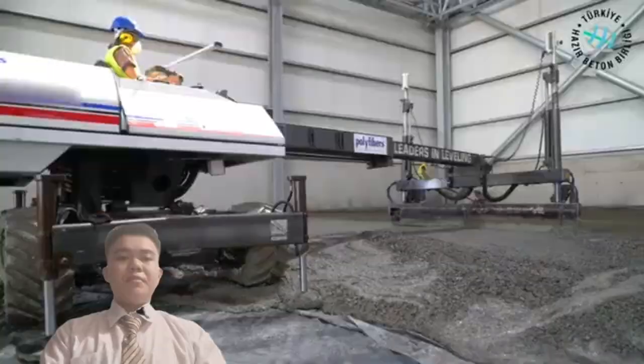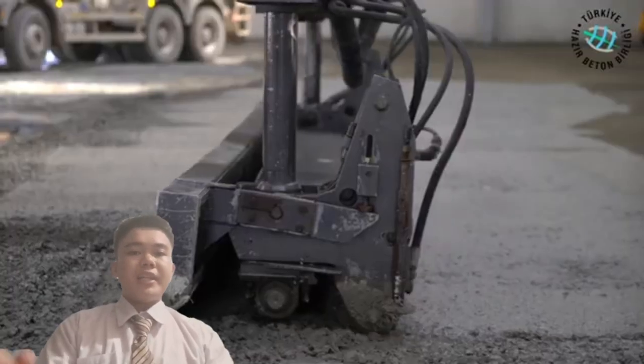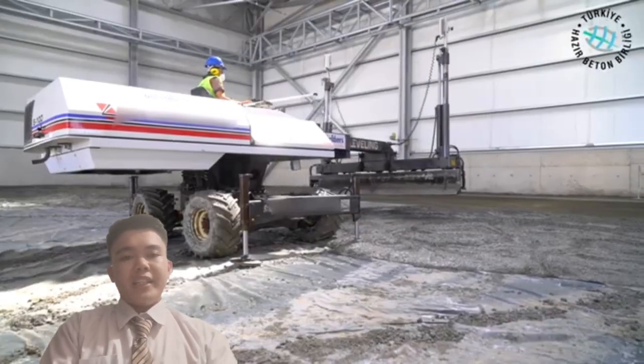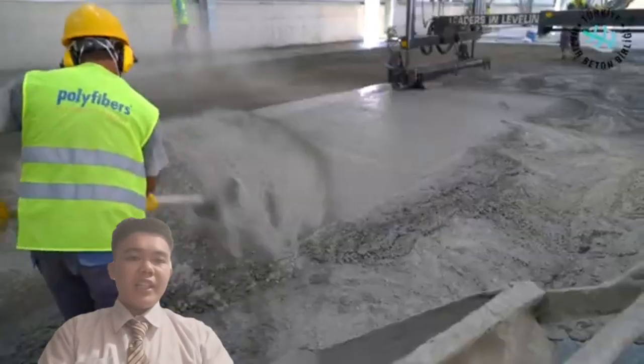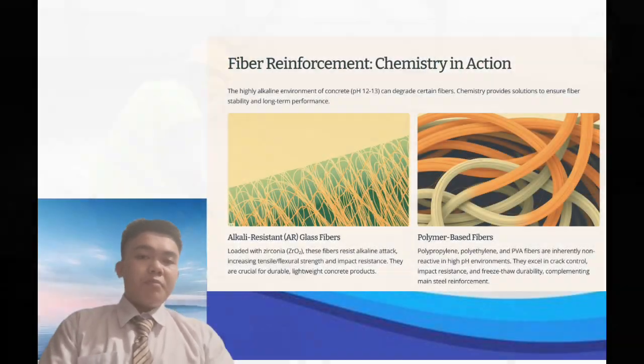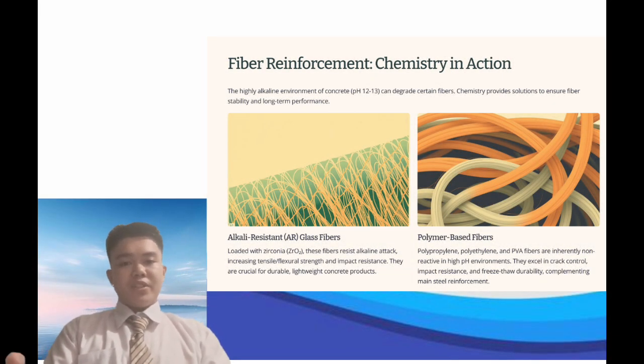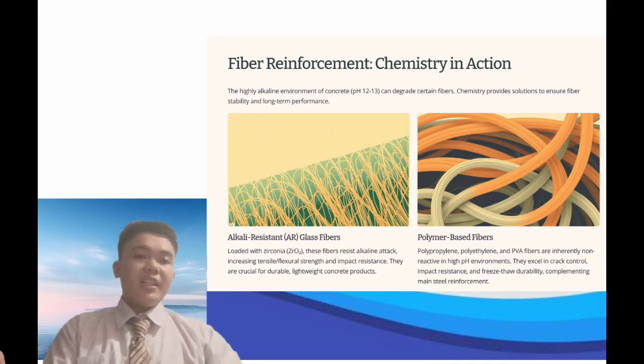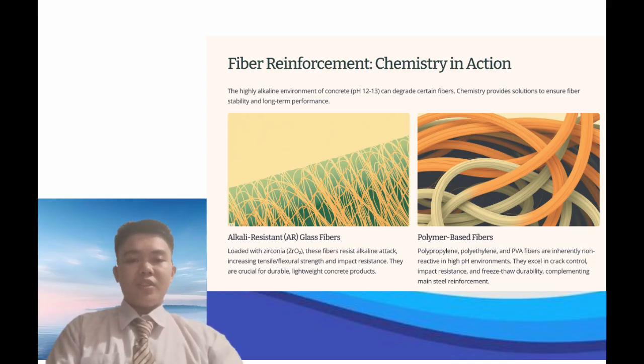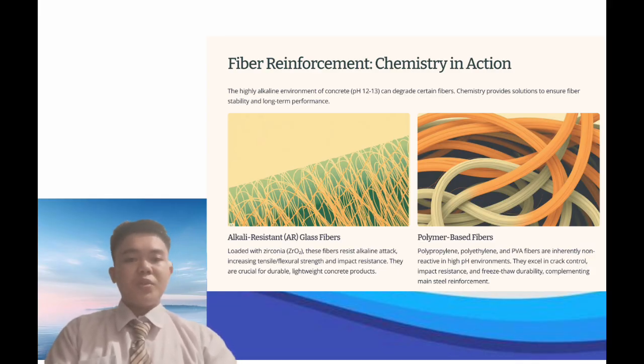So the next one is the polymer-based fibers. Chemically resistant fibers include polypropylene, polyethylene, polyvinyl alcohol, and basalt. Furthermore, polymer-based fibers in concrete serve as secondary reinforcement, significantly improving crack control, impact and abrasion resistance, ductility, and freeze-thaw durability, making them ideal for industrial floors, pavements, shotcrete, and tunnels while reducing corrosion issues when compared to steel.